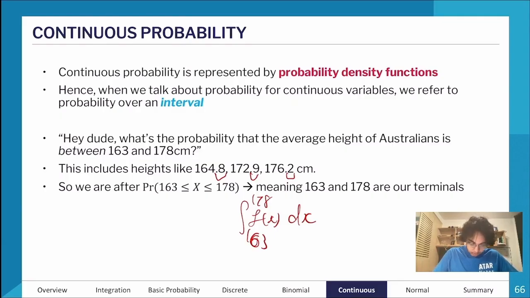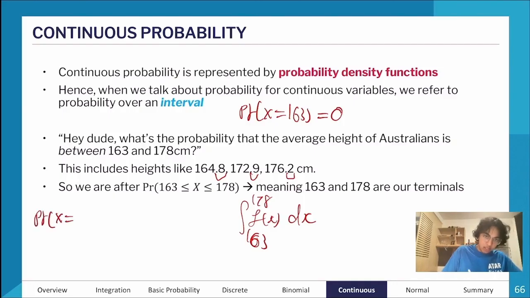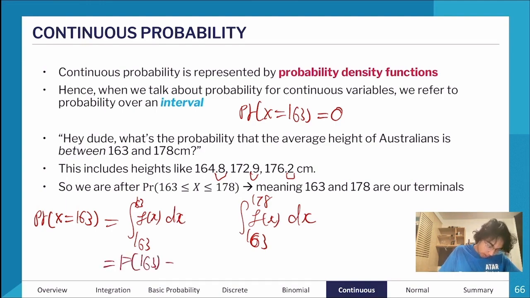Another thing to note is that for a continuous probability function, you can't find a particular case. I'll give you guys a second to think about that. Why could that be true? Type your answer in chat. Why would this be equal to 0? One possible explanation is that for a probability density function, when it's continuous, I'm taking an integral from 163 to 163 of f of x dx, which is just capital F of 163 minus F of 163, which is equal to 0.